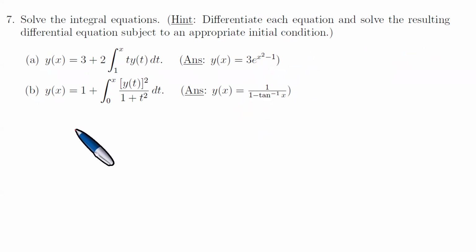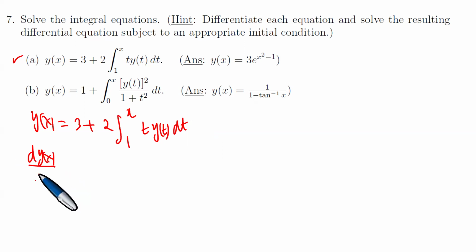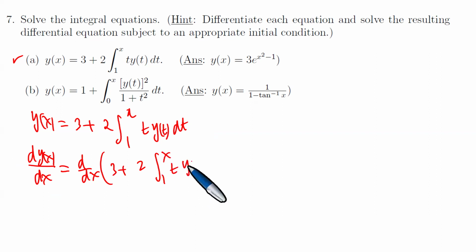So now let us look at this. So in A, you have been given y of x, which is 3 plus the integral of 2t y of t dt. We want to differentiate this one, so we're getting dy of x over dx, which is the derivative of 3 plus 2, the integral of t y of t dt. Okay, so let us take a look at this particular problem.